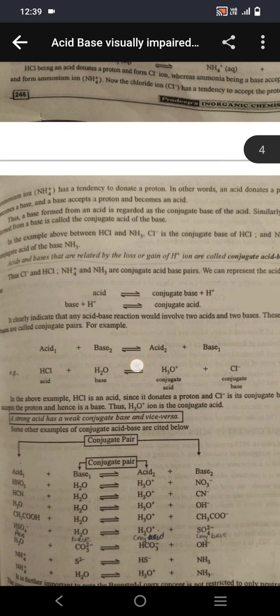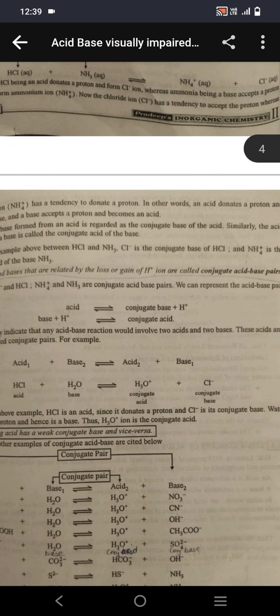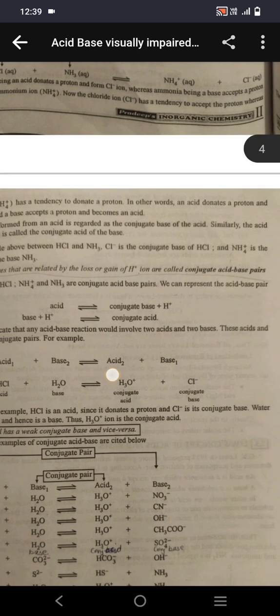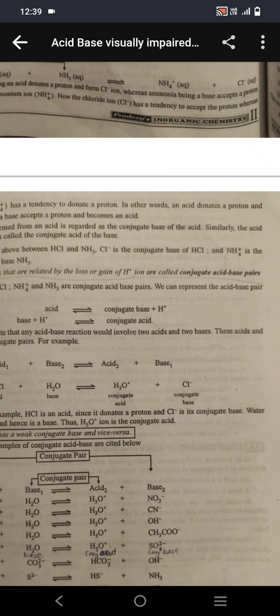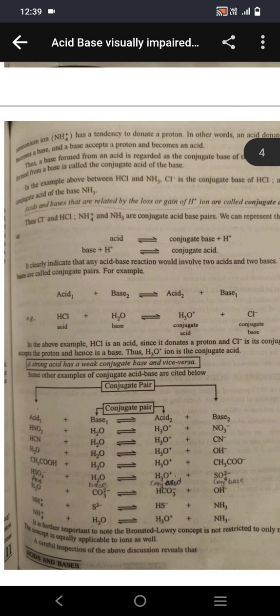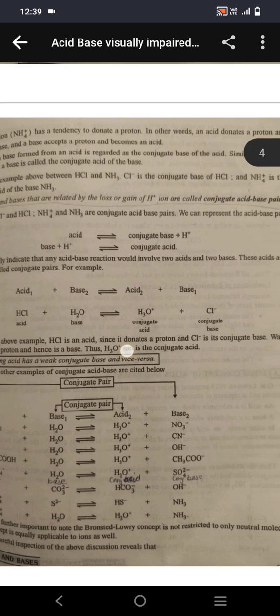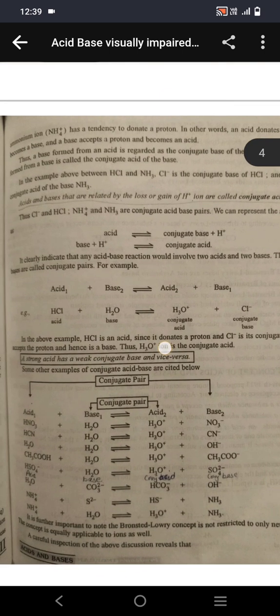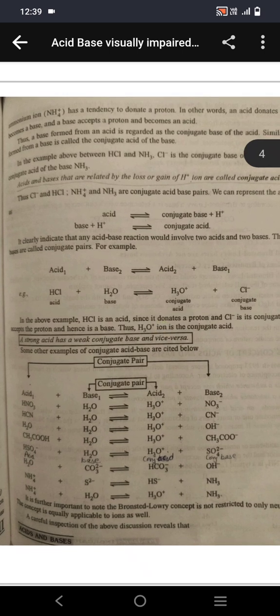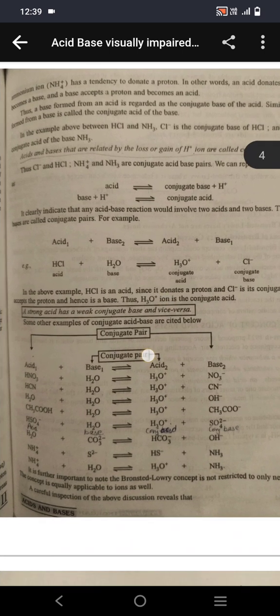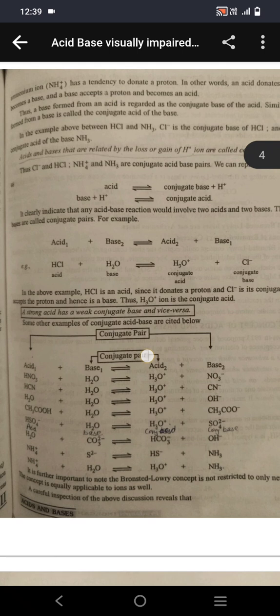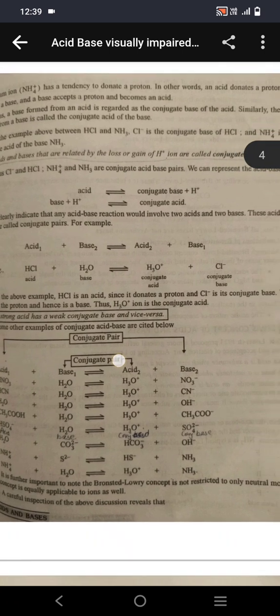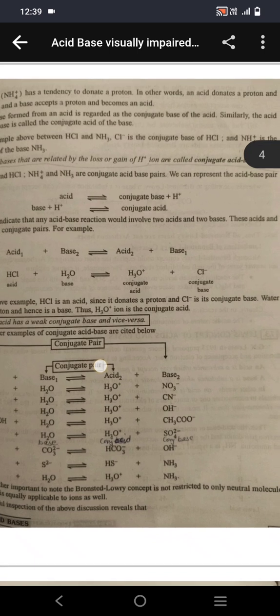Acids and bases that are related by the loss or gain of an H⁺ ion are called conjugate acid-base pairs. It is clear that any acid-base reaction would involve two acids and two bases. These acids and bases are called conjugate pairs. In the above example, HCl is an acid since it donates a proton, and Cl⁻ is its conjugate base.